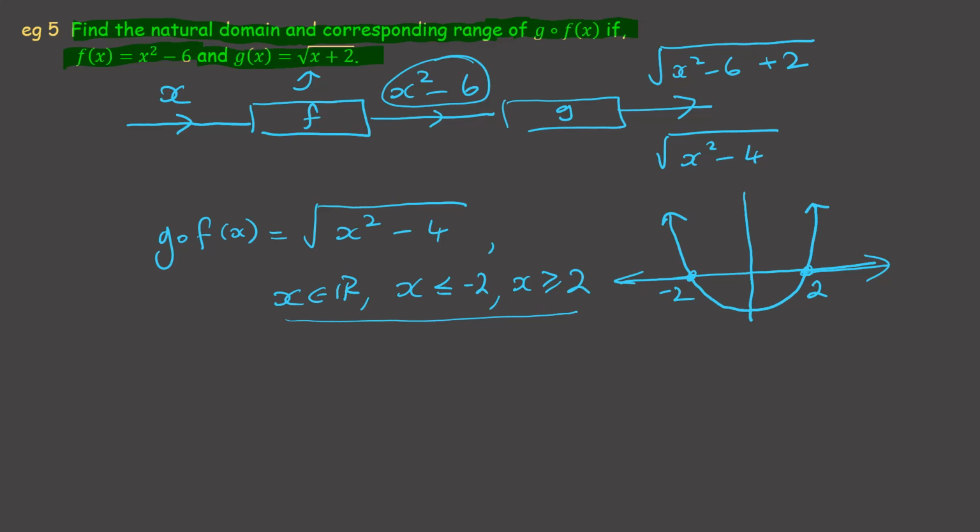Now let's think about it. When x is 2 or negative 2, we end up with a 0 under there. The square root of 0 is 0. And then as we move away, the numbers get bigger and bigger. And so the range is going to be that y is all reals greater than or equal to 0.